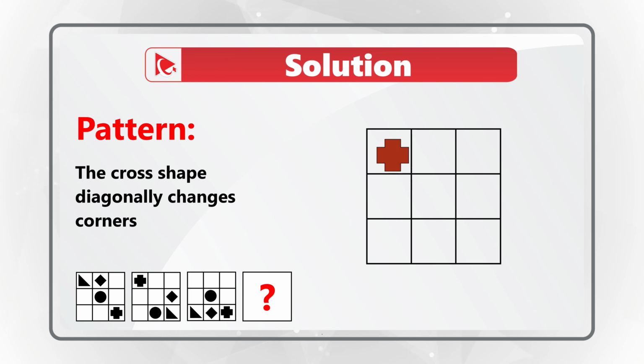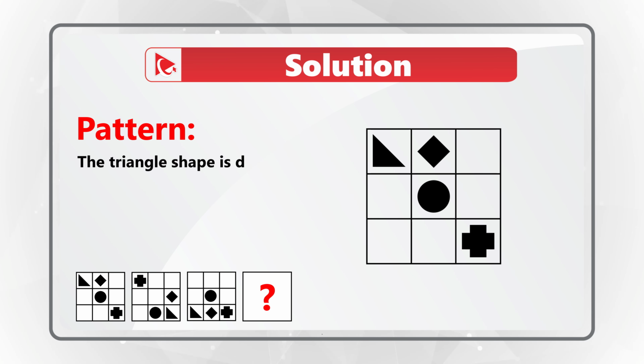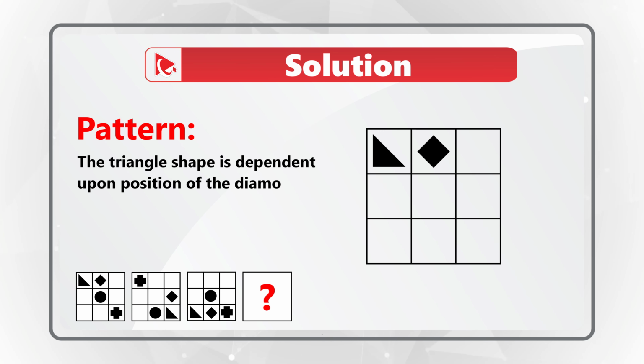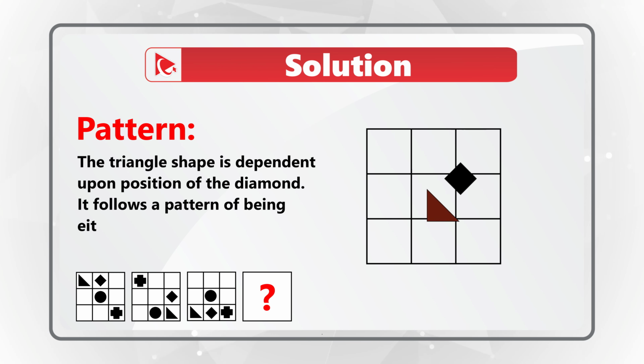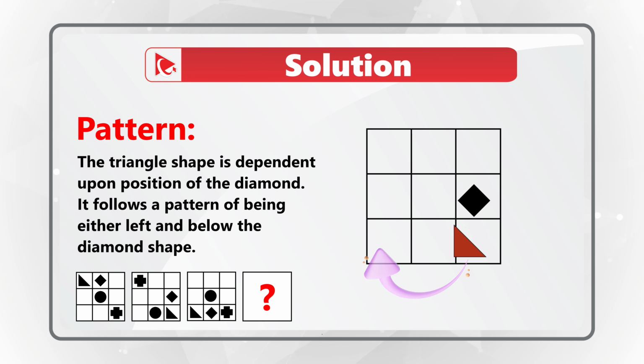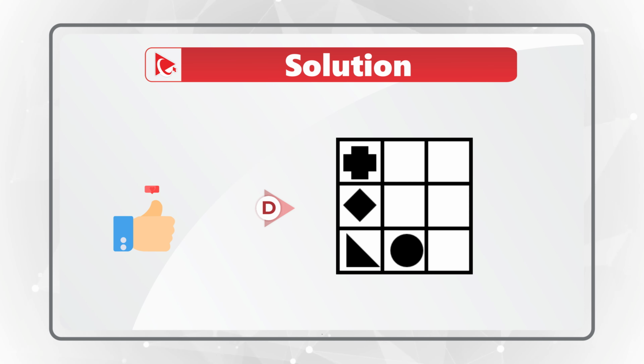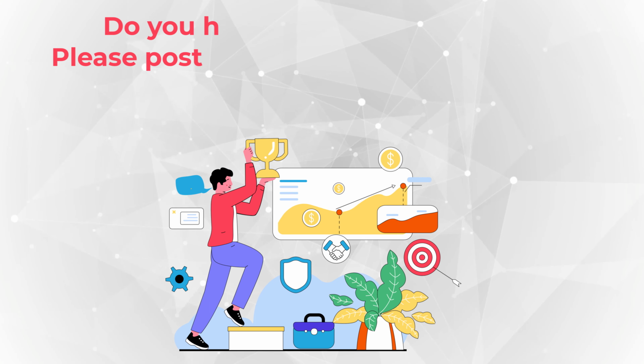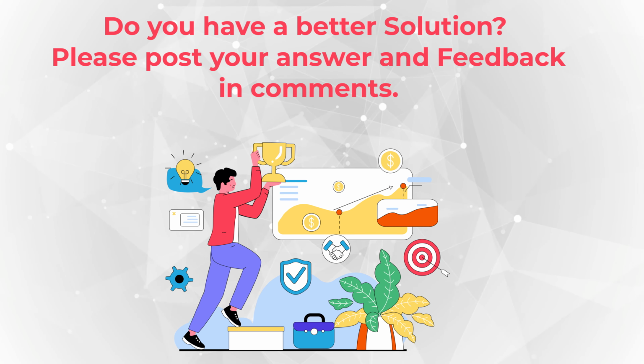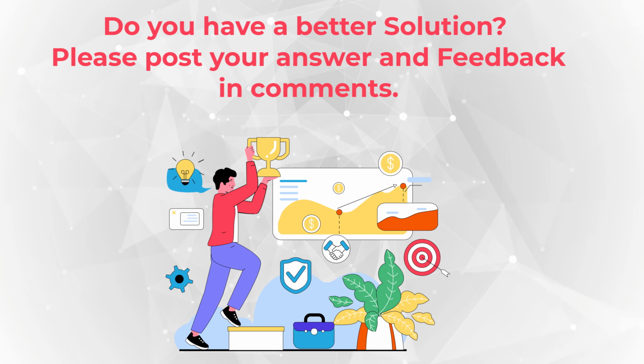And the most interesting is pattern 4. In this pattern, the triangle shape is dependent upon the position of the diamond. Triangle follows the diamond and is in the pattern of being either to the left or below the diamond shape. This is why the correct choice here is choice D. Hopefully you've nailed this question and now know how to answer similar problems on the test.